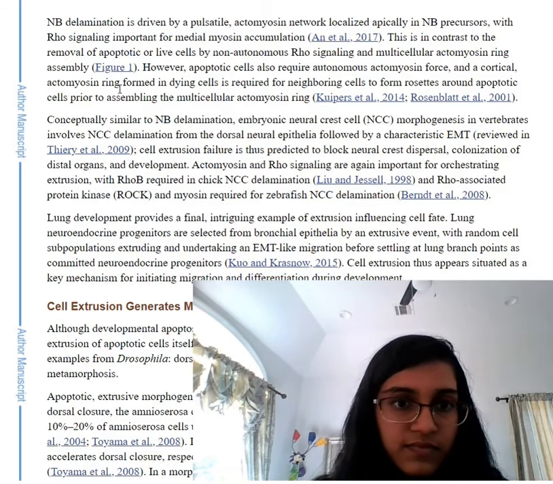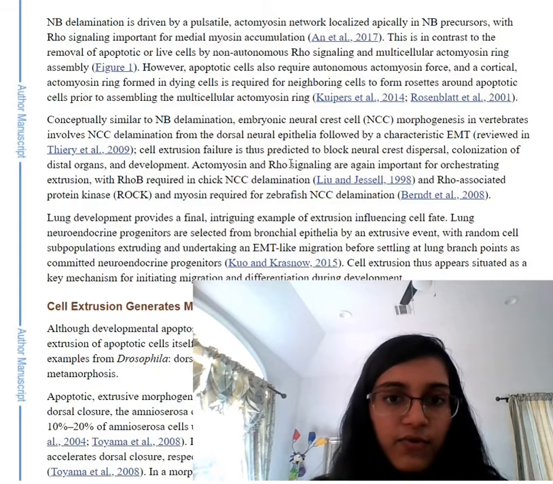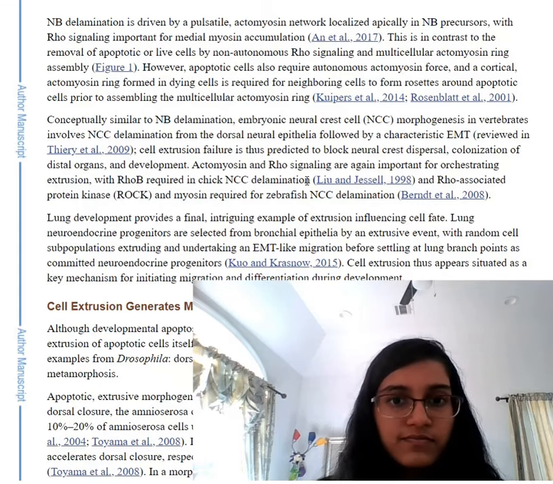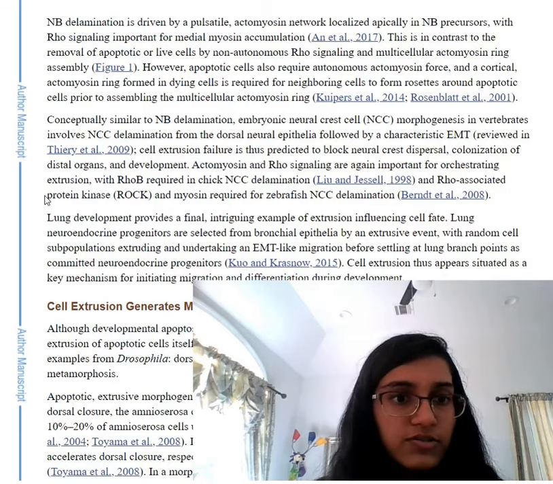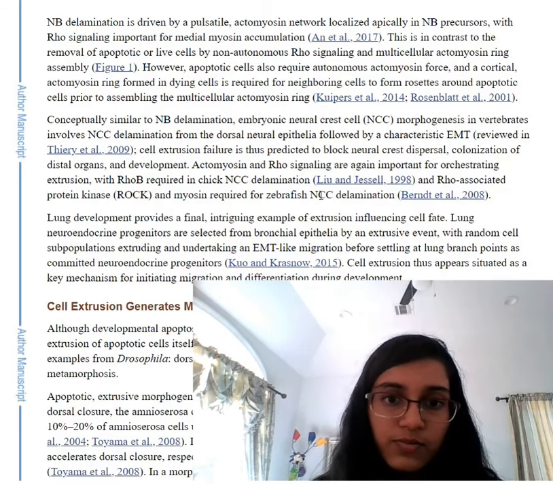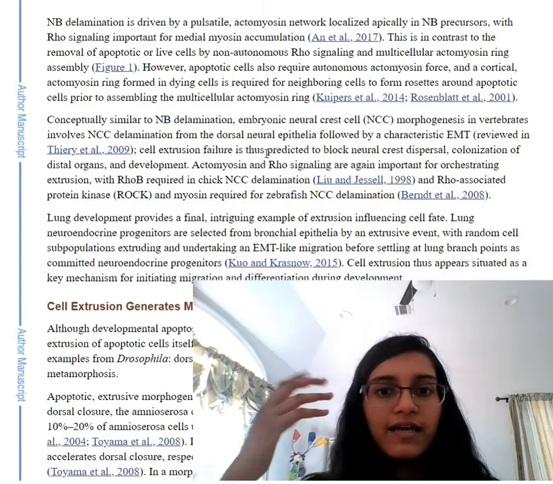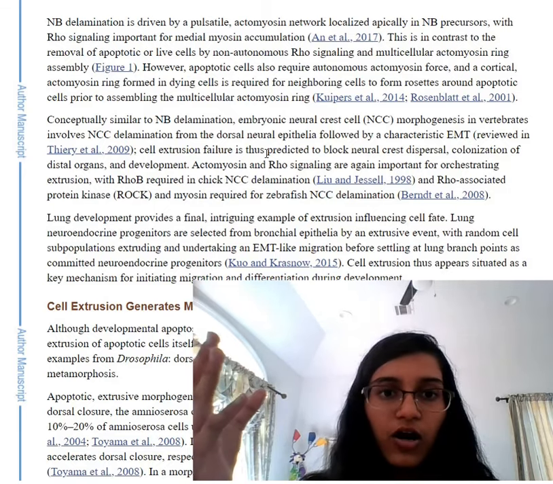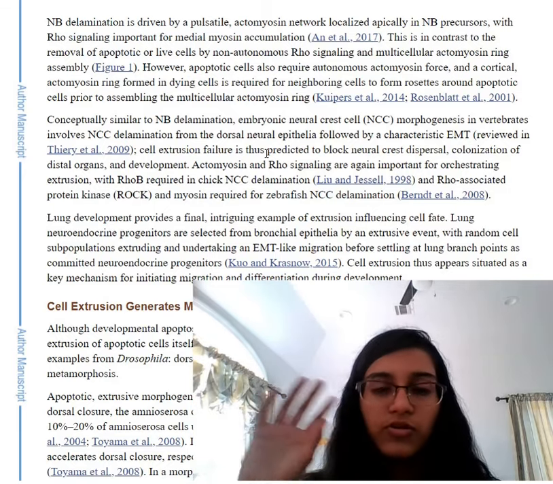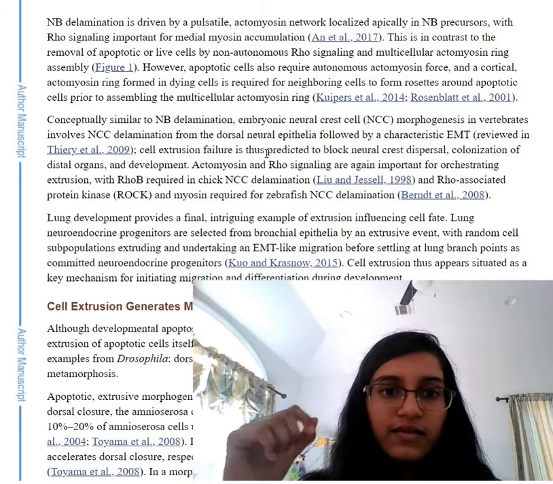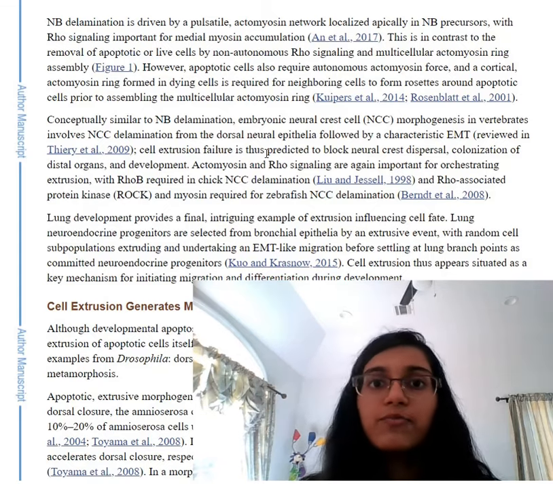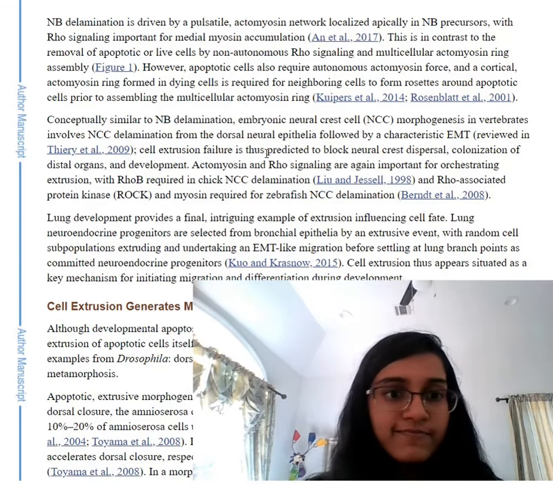And actomyosin and Rho signaling are again important for orchestrating extrusion, with Rho being required in chick NCC delamination, and Rho-associated protein kinase and myosin required for zebrafish NCC delamination. So basically, again, they play a role in this migration of the NCC cells through EMT, and thus help in delamination. And they also play a role in cell extrusion that we previously visited in the previous section.